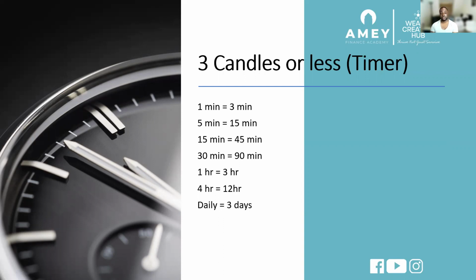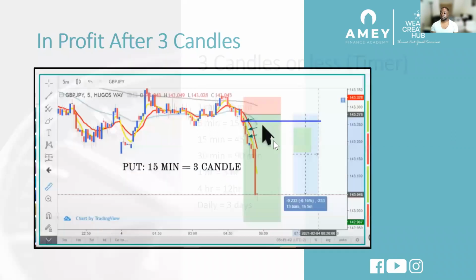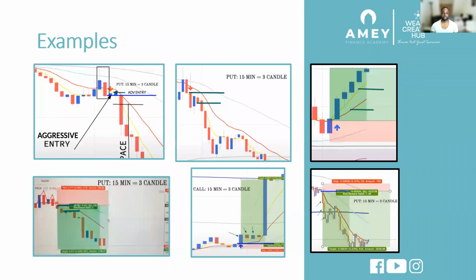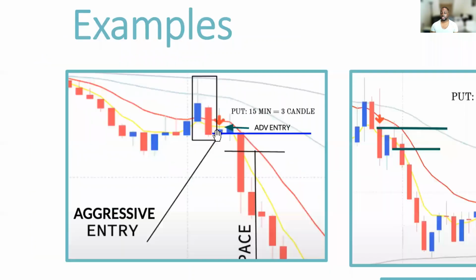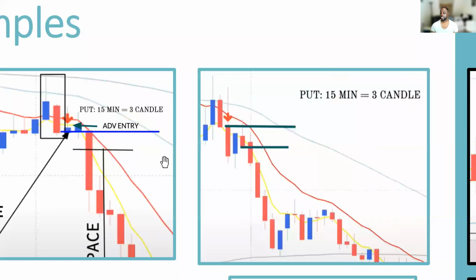So you can do those long trades, the 3 candle rule. So you can see here, we've got into this trade here for 15 minutes. 1, 2, 3, we've won that trade. Simple. Let's show you some more examples. You can see here, this one could be an aggressive entry. You might wait for a pullback. 3 candle rule. 1, 2, and then you've done it. You've won the trade.